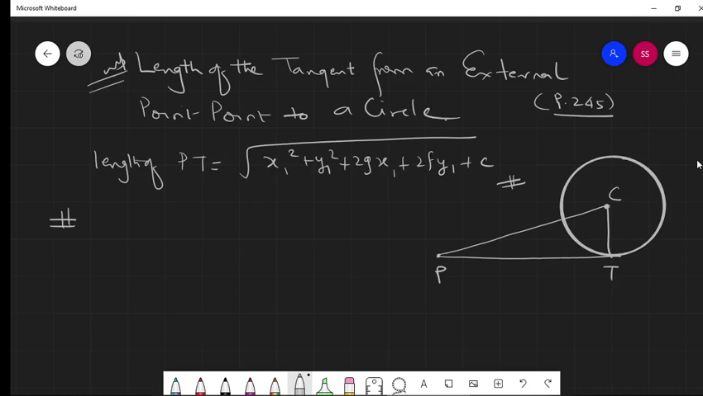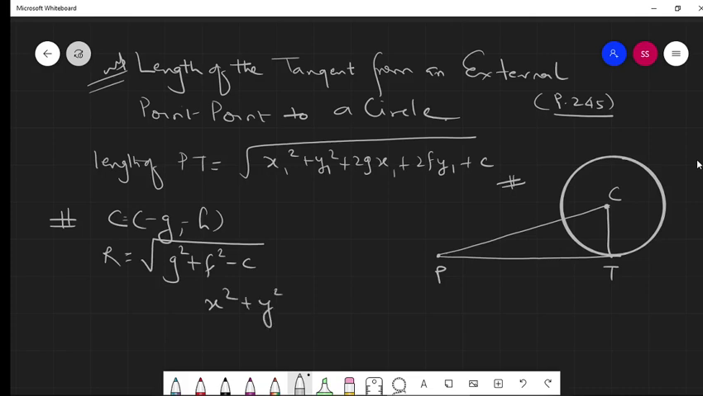In this situation, center C is minus g comma minus f. You have to apply radius r is root under g square plus f square minus c, and the equation of circle is x square plus y square plus 2gx plus 2fy plus c equal to 0. The general equation of the circle is this.